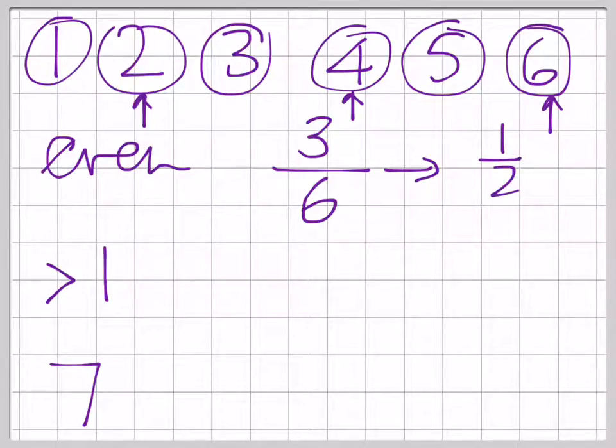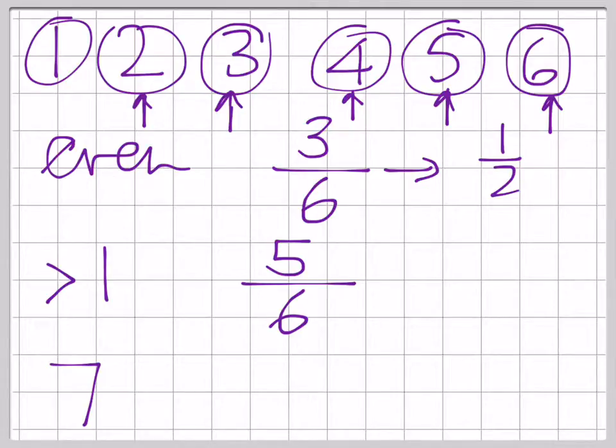If you're asked the question, what's the chance of a number greater than 1 coming up? Well, that would be 2, or 3, or 4, or 5, or 6. So total number of outcomes would be 6 when throwing a dice. 5 of those are greater than 1. That fraction can't be simplified.